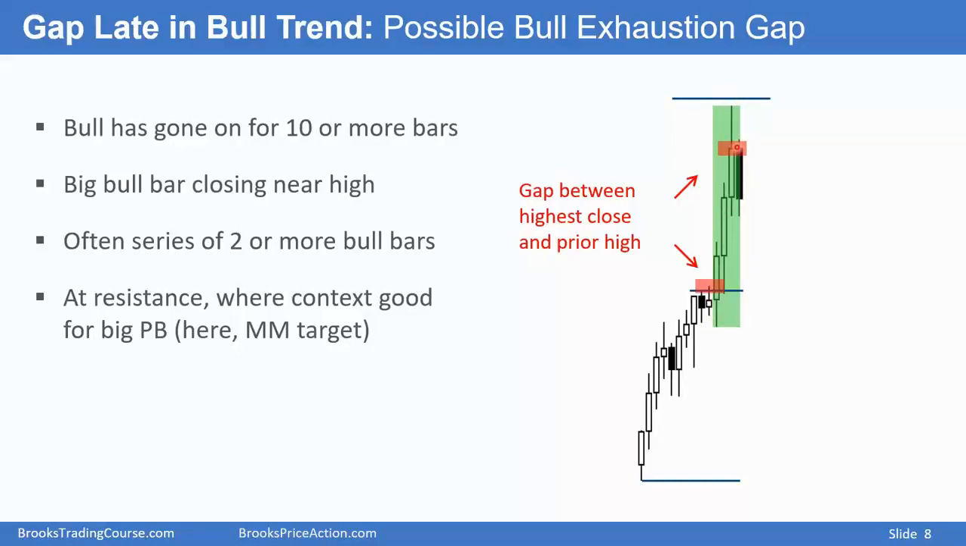When you see this series of bull bars late in a bull trend, you don't know if it's going to be a measuring gap leading to a measured move up, the start of an even stronger bull trend. Here, a bull trend with a lot of overlap and pullbacks. Here, a bull trend with no overlap and no pullbacks.